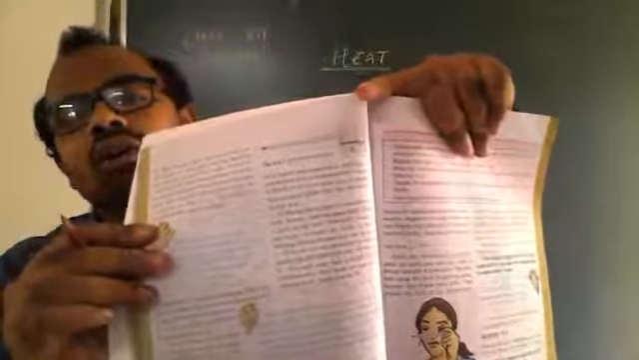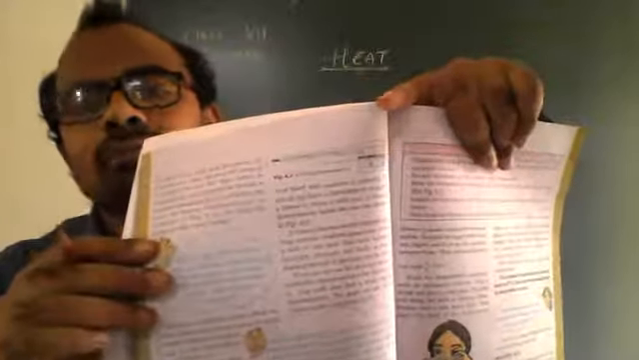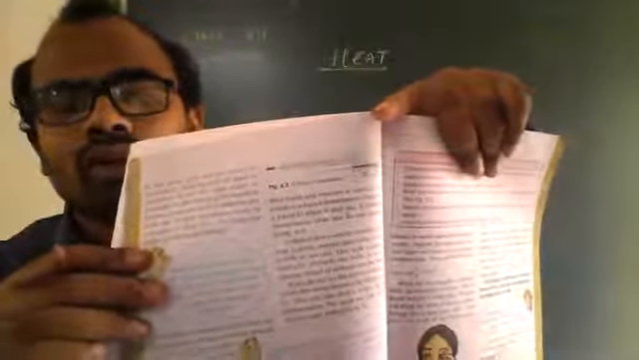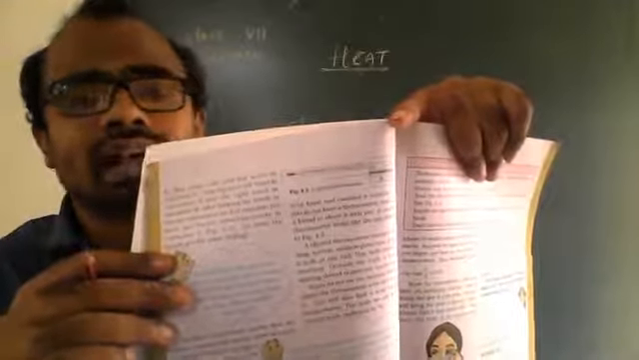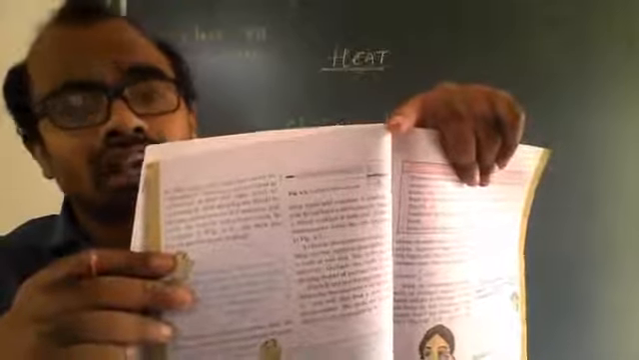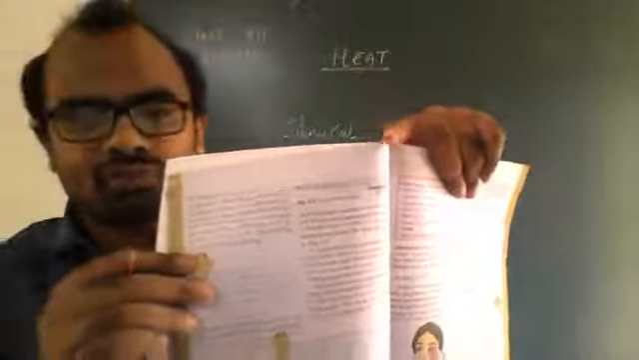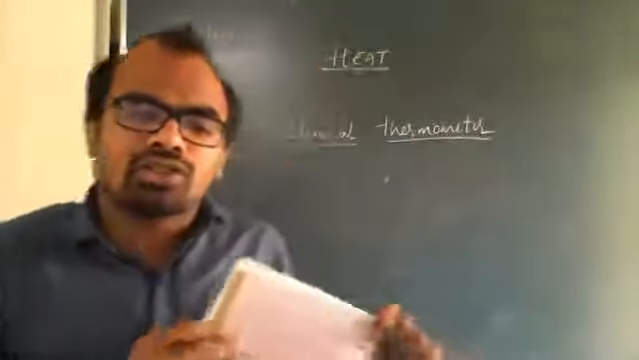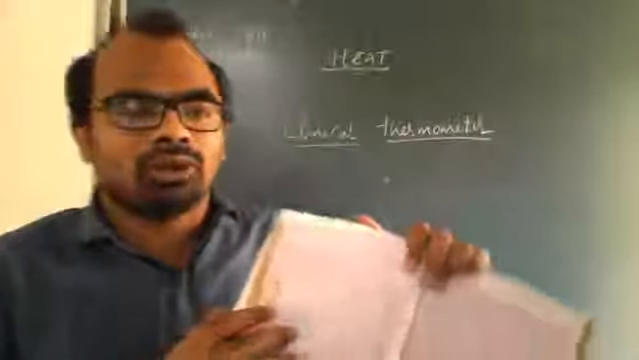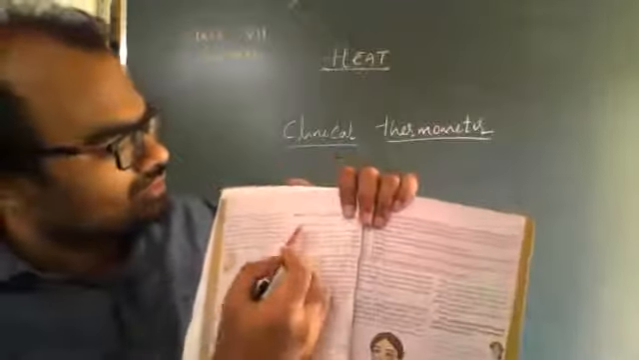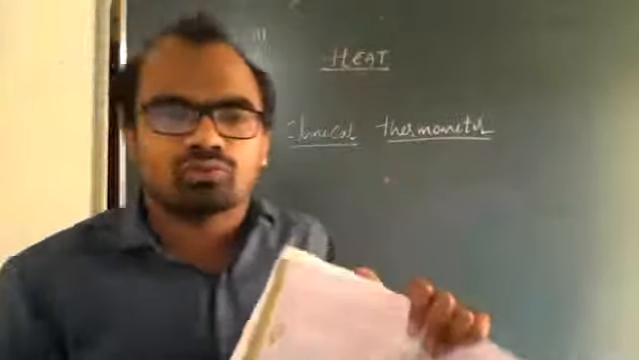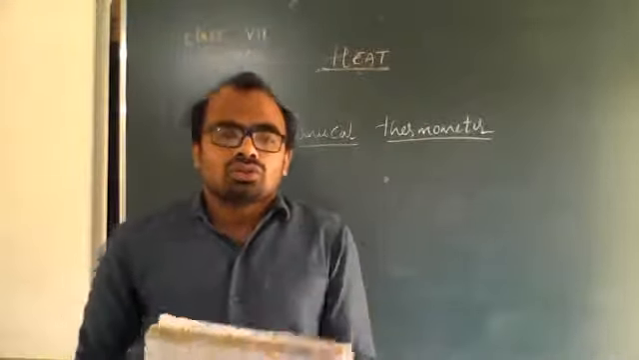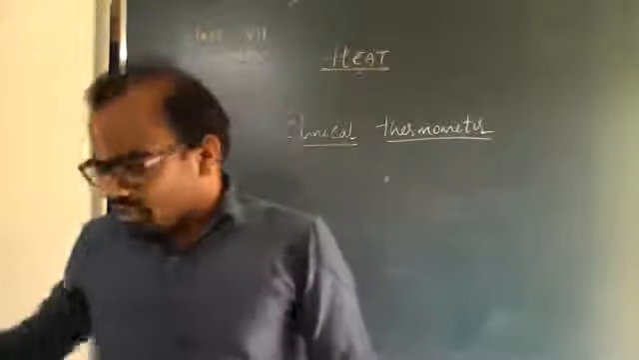See there, a long, narrow, uniform glass tube is present. At one end it has a bulb. In that bulb, mercury is present, and a small shining mercury thread is visible outside the bulb. So this is the clinical thermometer.